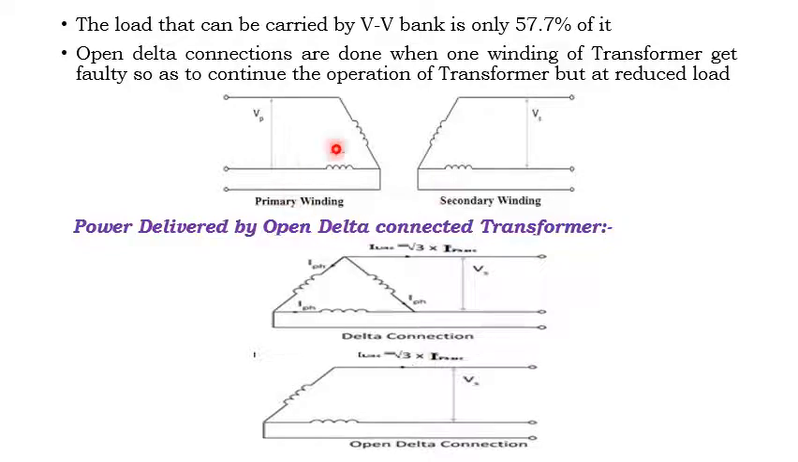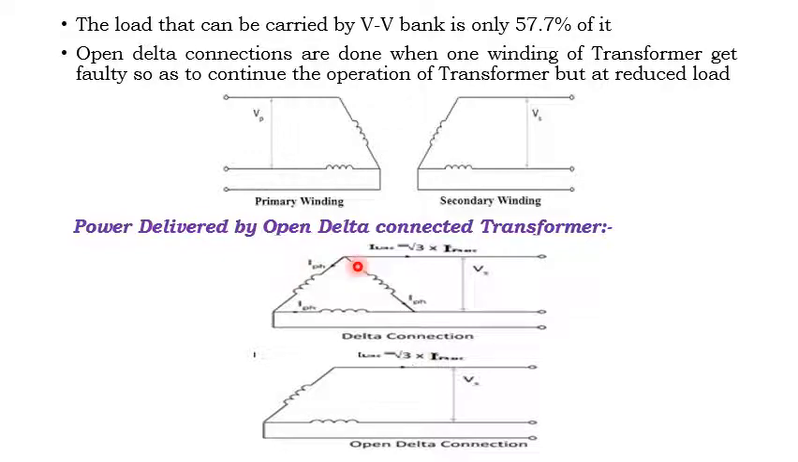So this is the open delta configuration shown here. This is the primary winding and this is the secondary winding. One winding is removed at both sides, that means one transformer is removed here. And what about the power drawn? We need to show here how the V-V connection or open delta connection carries 57.7% of the entire load carried by the delta-delta combination. So that we'll discuss here.